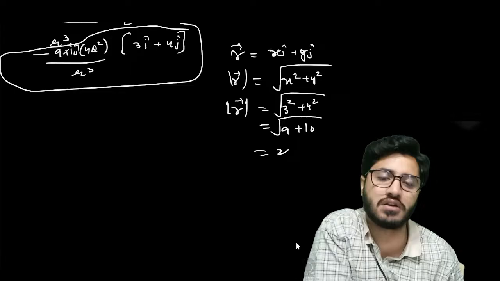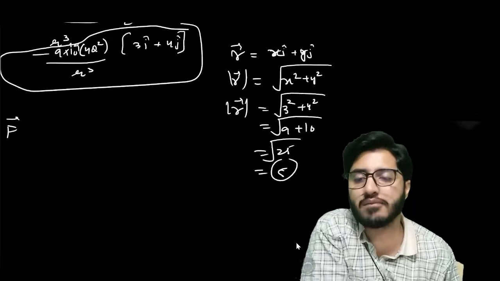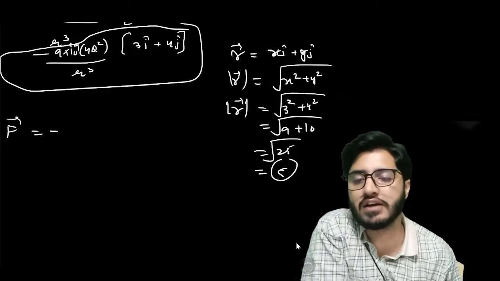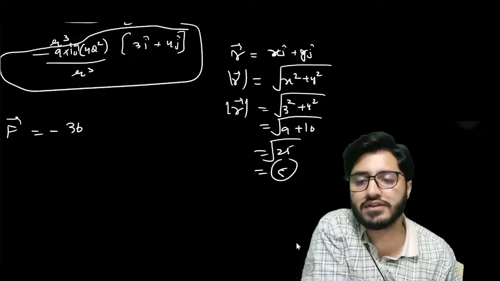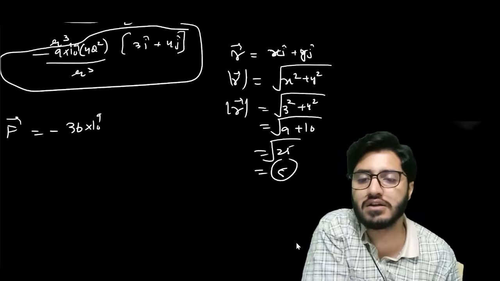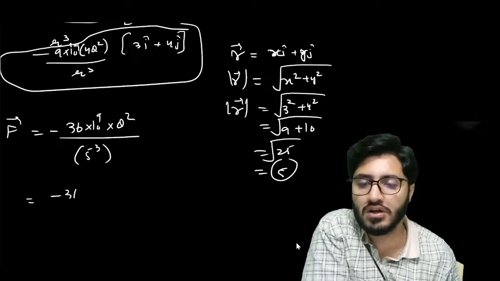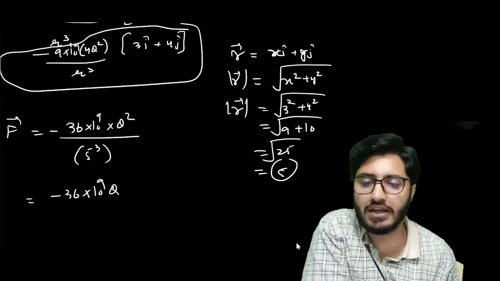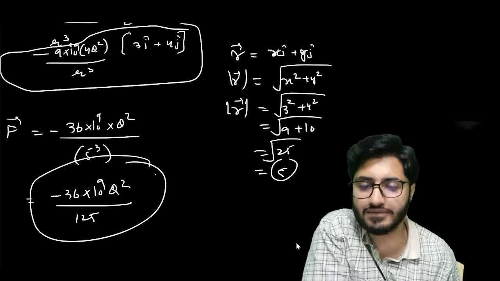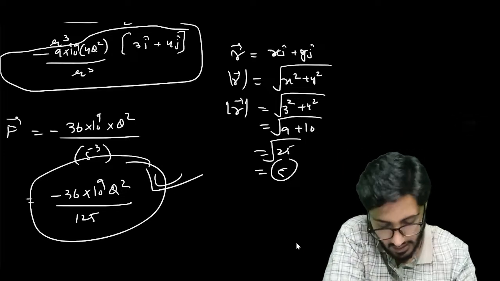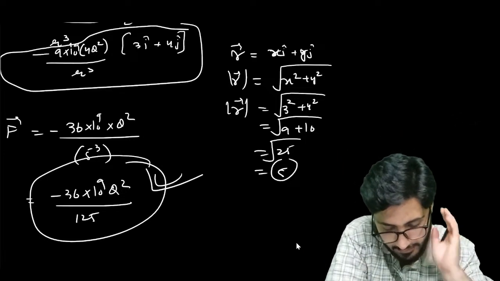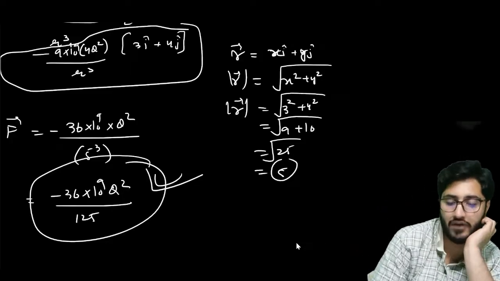25, which is 5. So my F came out to be minus 9 fours are 36, then we have 10 to the power 9. We have Q square whole divided by 5 cube. Minus 36 times 10 to the power 9 Q square, 5 cube is 125. So this is my answer. This is how we have to manipulate our questions and we can get our answer.